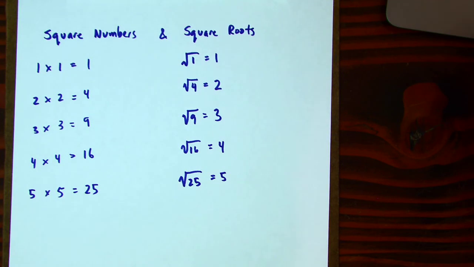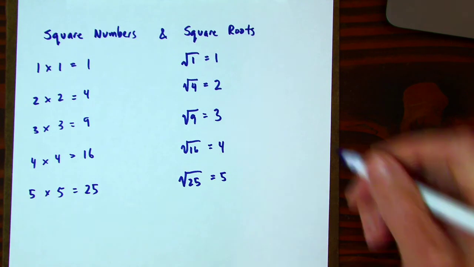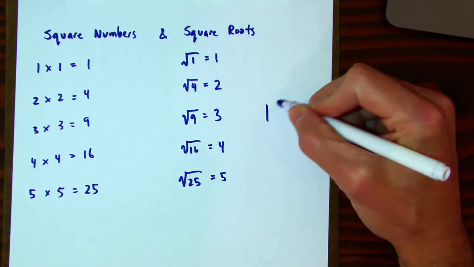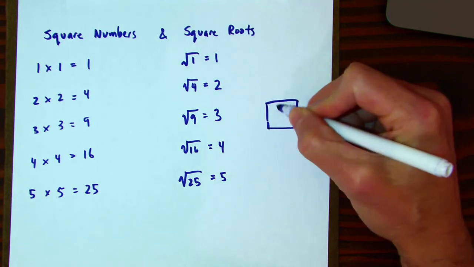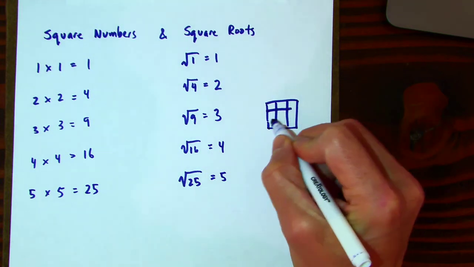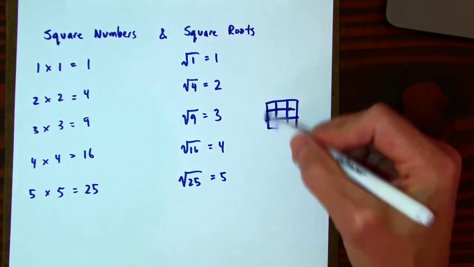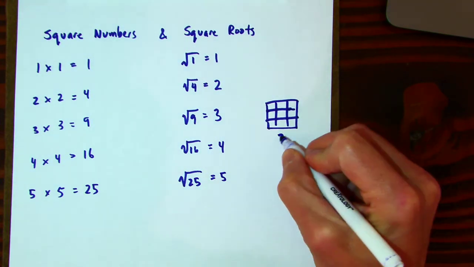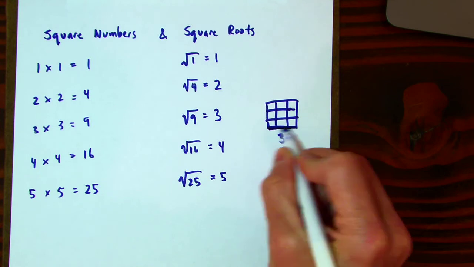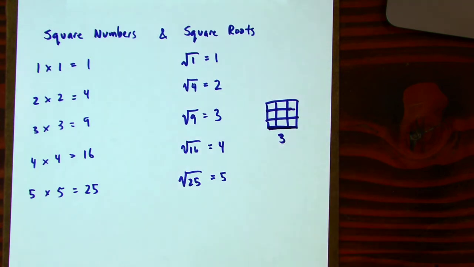The square root is the root, literally, of that square. So here's another way of looking at this. If I have a square that is a 3 by 3, and this is 9, the root, or the base of that square, is 3.